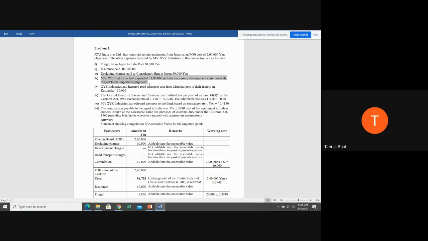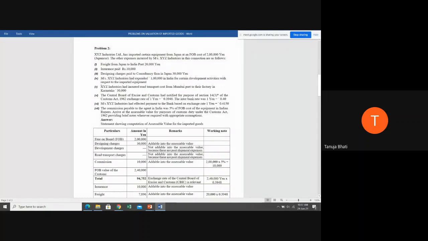No, ma'am. This is afterwards. Very good. Did you all understand the logic why? Because it is post importation, where there is no benefit flowing to the exporter. So this should not be included.